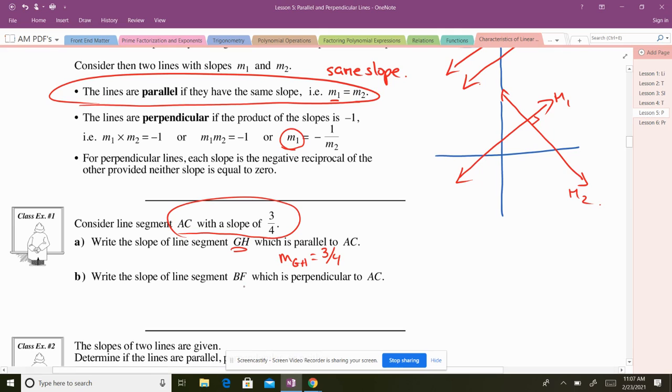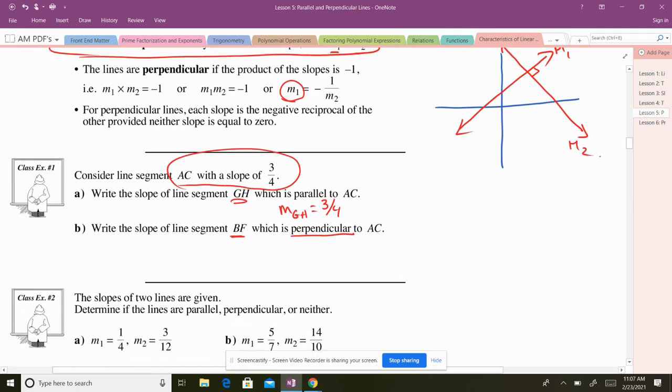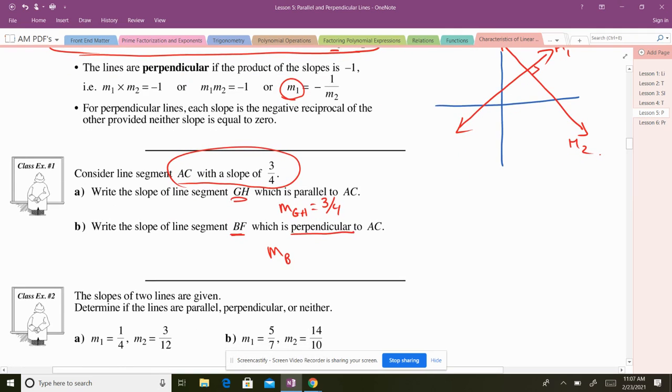If I say BF is perpendicular to AC, that means that the slope of BF is the negative reciprocal. Take the first slope, flip it. So if I flip 3/4, what do I get? 4/3. And you put a negative in front of it. That's it. Okay?